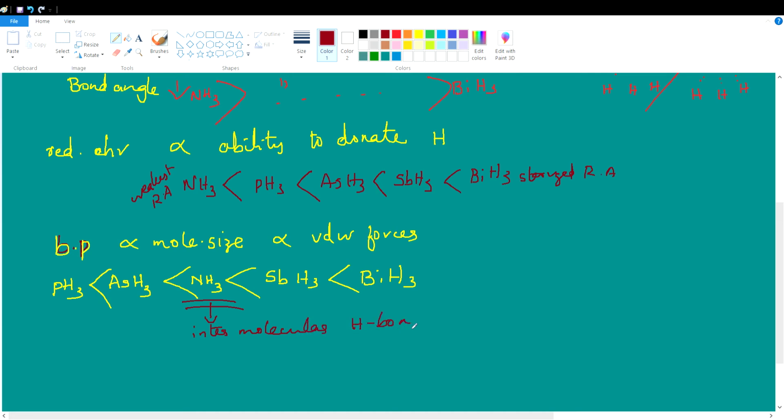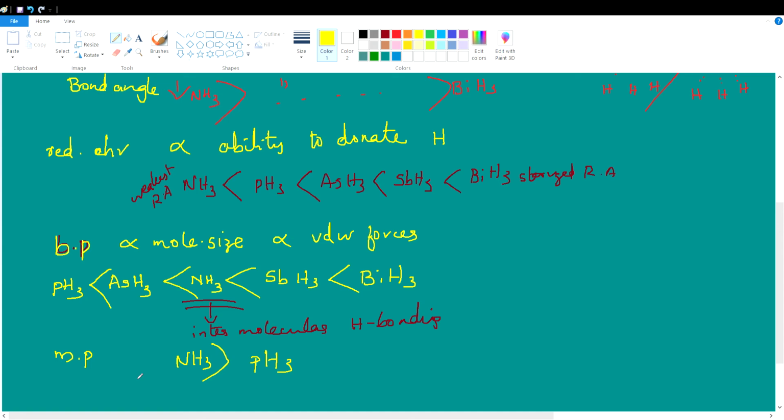Hydrogen bonding is possible in ammonia, which is absent in phosphine, arsine and other members. So because of hydrogen bonding, ammonia molecules are associated through stronger hydrogen bonds. Hence, the boiling point is higher than phosphine and arsine. So, lowest boiling hydride is phosphine. Highest boiling point for bismuthine. Similarly, the order of melting point also. If you compare the melting point of ammonia and phosphine, we see that ammonia has higher melting point than phosphine. Phosphine is the lowest melting hydride of group 15. Ammonia has higher melting point, again due to intermolecular hydrogen bonding.